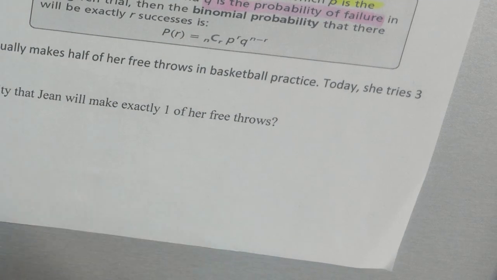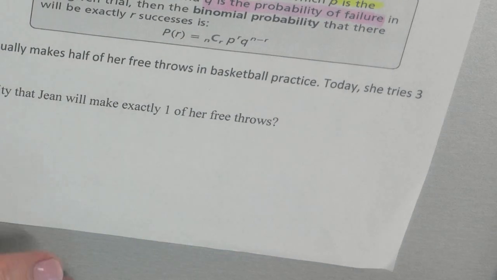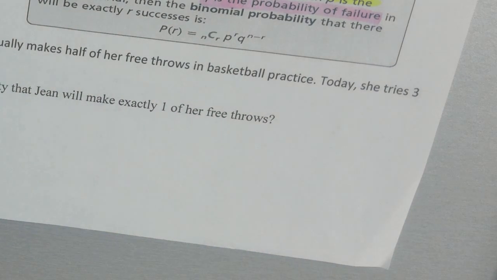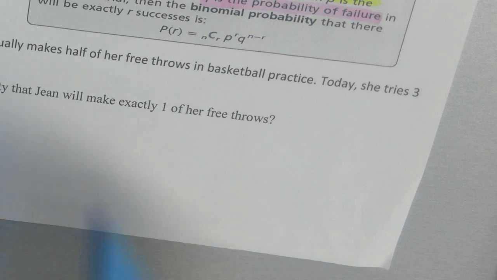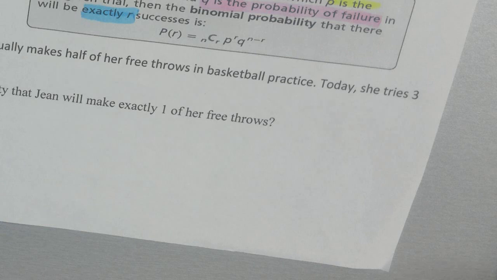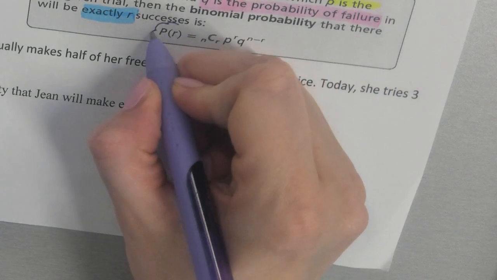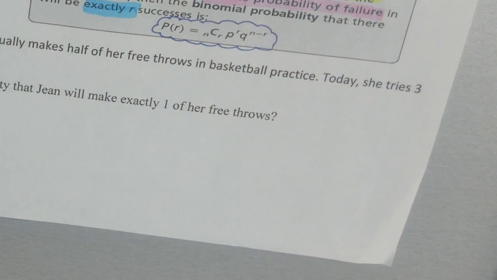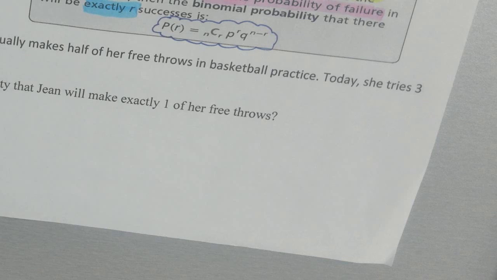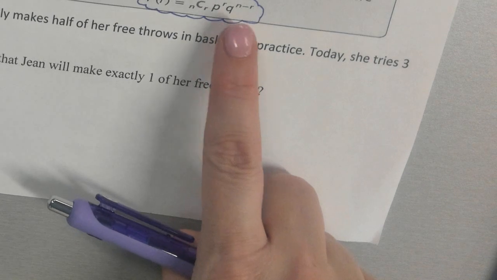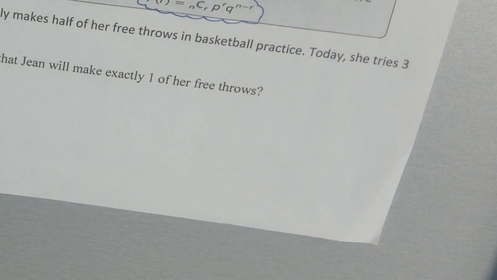Okay, so the binomial probability that there will be exactly R successes, and R is going to depend on what the success is in the problem, so that's going to change. Okay, so for exactly R successes, we have this equation. Okay, and we are going to write this out. So this is P of R, so the probability of R equals NCR, that's the combination, P to the R power, and then Q to the N minus R power.